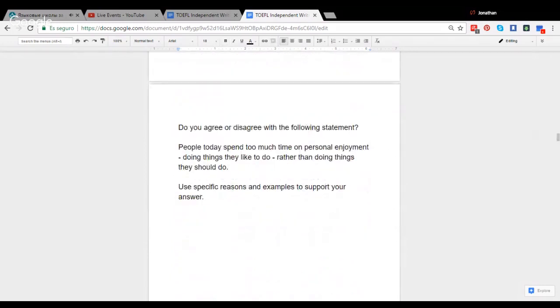Next one here. Do you agree or disagree? People today spend too much time on personal enjoyment. Interesting. So doing things they like to do instead of what they should do. Okay, so this is personal enjoyment instead of responsibilities.